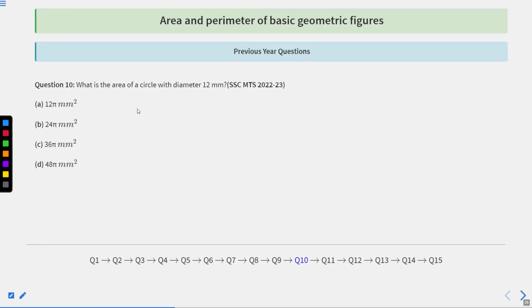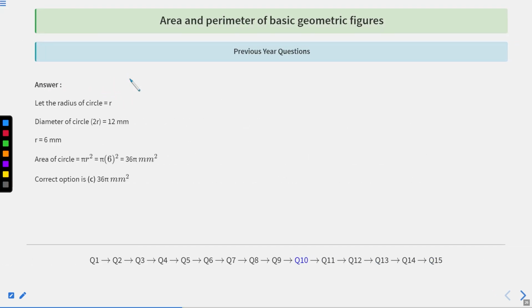What is the area of circle with diameter 12 millimeter? So we are provided with the diameter of a circle and we are interested in finding the area. It is very easy to see that if the radius of a circle is r, then the diameter of a circle is 2r. That means the question gives you the details of 2r. 2r equal to 12 millimeter. That is given to you.